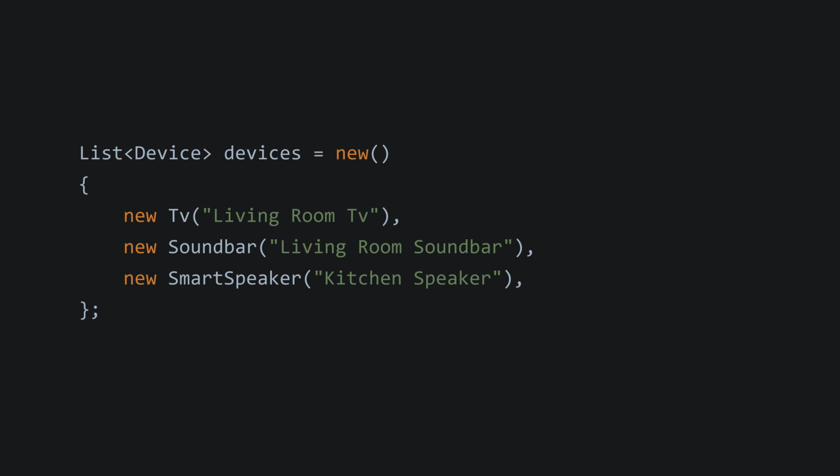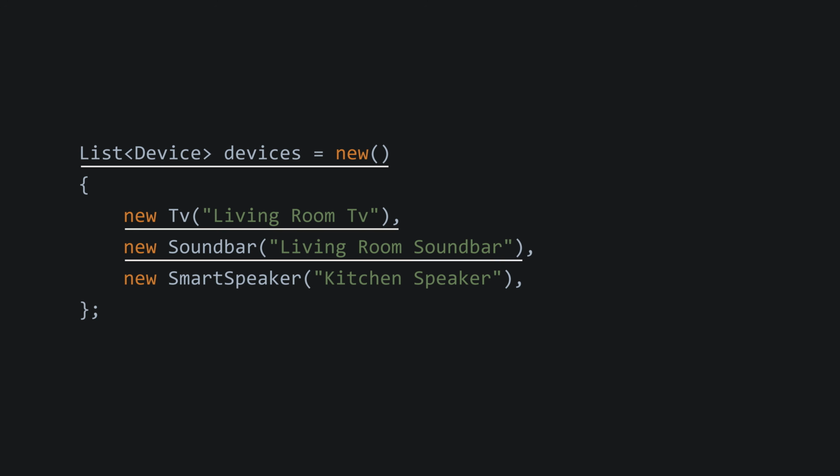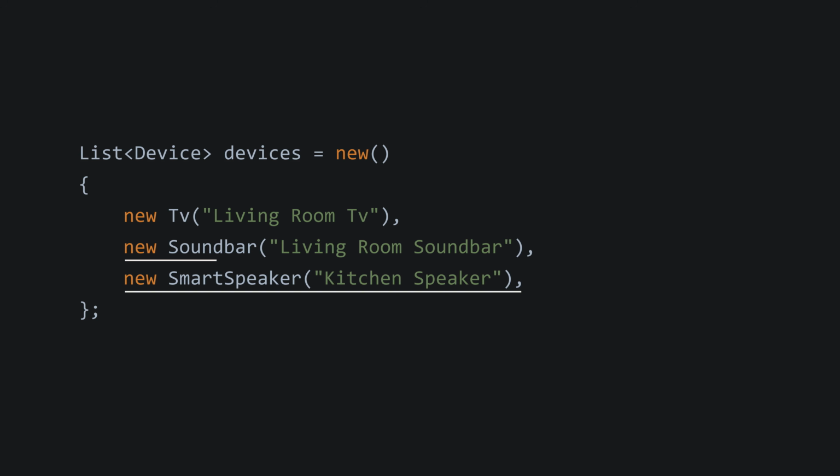Here's the payoff in one place. A list of device holds a TV, a soundbar, and the new smart speaker, 3 different concrete types stored in one collection typed as their shared base class.